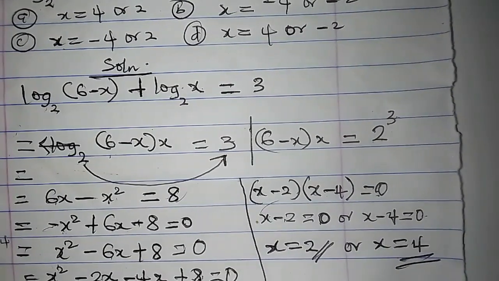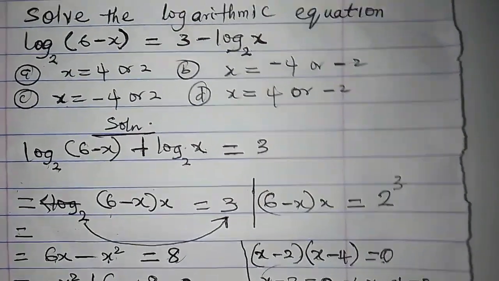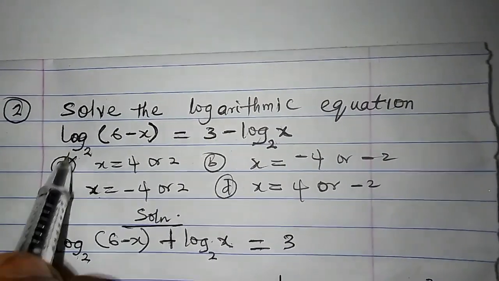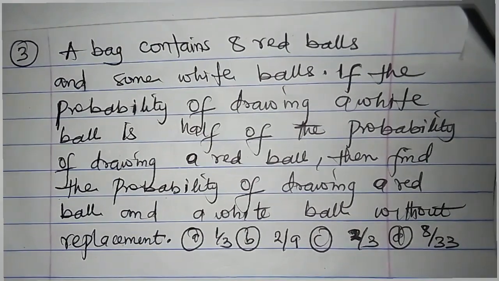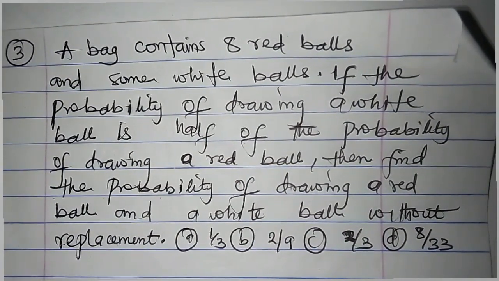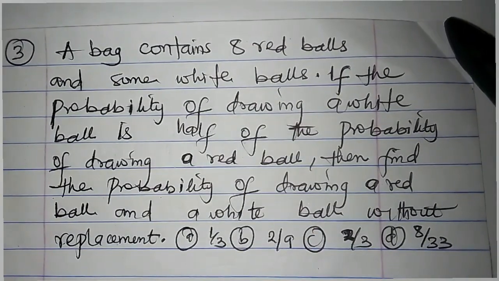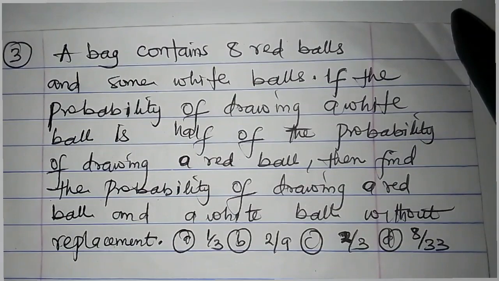So x is either equal to 2 or 4. And I can see that under option A, which says x equal to 4 or 2. This is question 3, and the question is under probability. It says a bag contains 8 red balls and some white balls. If the probability of drawing a white ball is half of the probability of drawing a red ball, then find the probability of drawing a red ball and a white ball without replacement.